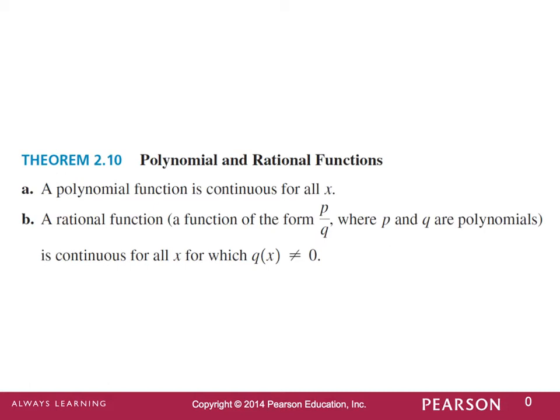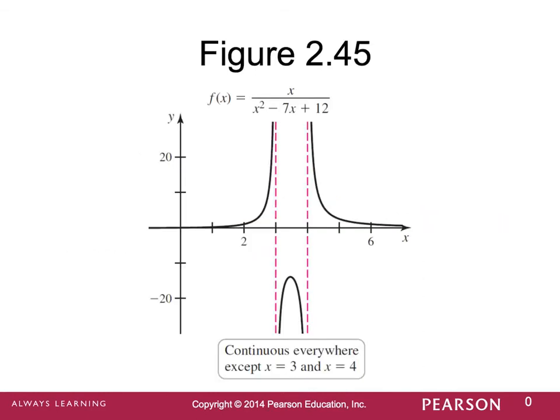When we have rational functions, so a polynomial divided by another polynomial, it will be continuous as long as our denominator is not 0. So any x values that cause our denominator to be 0 are points of discontinuity. For example, f of x is equal to x divided by the quantity x squared minus 7x plus 12. The function x is continuous in and of itself. The function x squared minus 7x plus 12 is also continuous in and of itself.